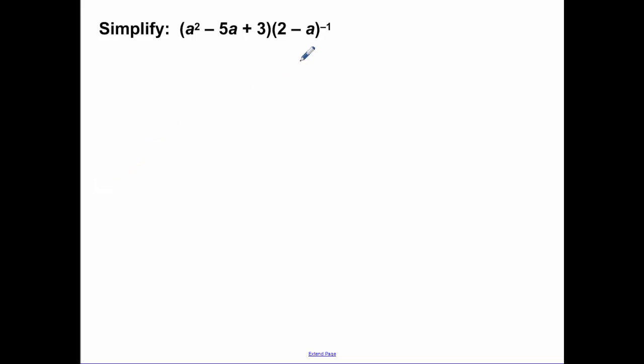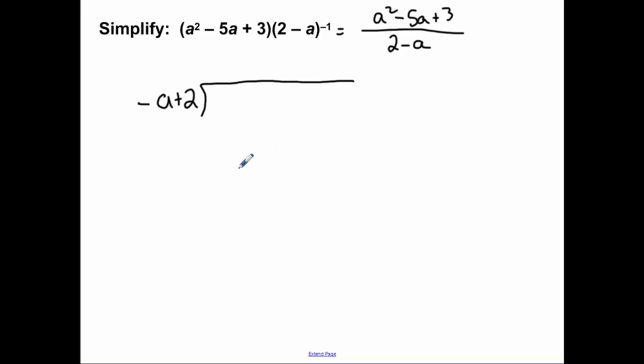Next example, simplify. Make sure you guys realize one thing. What this means is this means a squared minus 5a plus 3 divided by, because remember negative exponents take and put a polynomial in the bottom. Now what I would do if I was you guys, we have a negative a plus 2. Put your variable first. And don't get frightened by the negative a. It's not going to be that bad. A squared minus 5a plus 3.